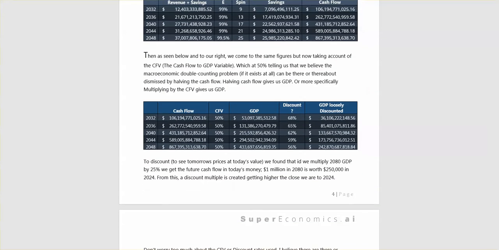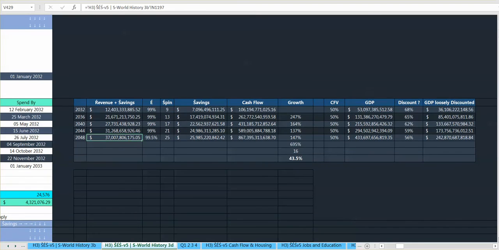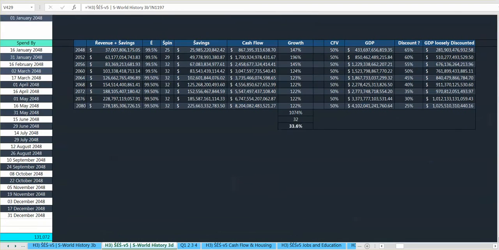Then, as seen below and to our right, we come to the same figures, but now taking account of the cash flow variable, the cash flow GDP variable, CFV, which at 50% is telling us that we believe the macroeconomic double counting problem, if it exists at all, can there or thereabouts be dismissed by halving the cash flow. Halving the cash flow gives us GDP, or more specifically, multiplying by the CFV gives us GDP. Let's look at that on the spreadsheet. There we see it.